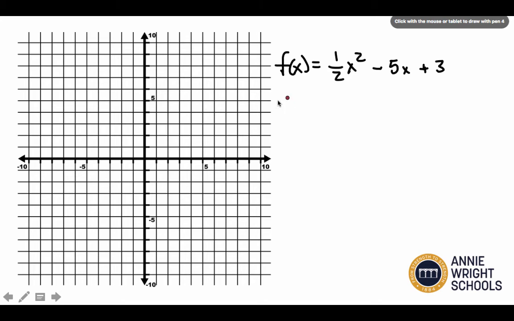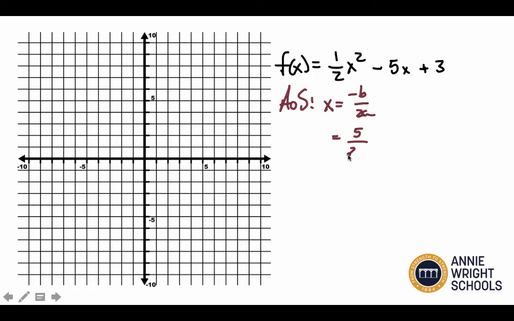All right, so I always start with the axis of symmetry. The axis of symmetry is x equals negative b over 2a. So in this case, that's positive 5 over 2 times a half. That's positive 5 over 1, or 5. Now I'm going to plug that in to f of x. I'm going to find f of 5, and that's going to be 1/2 times 25 minus 25 plus 3.